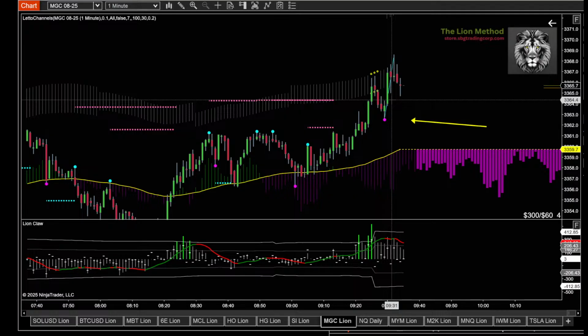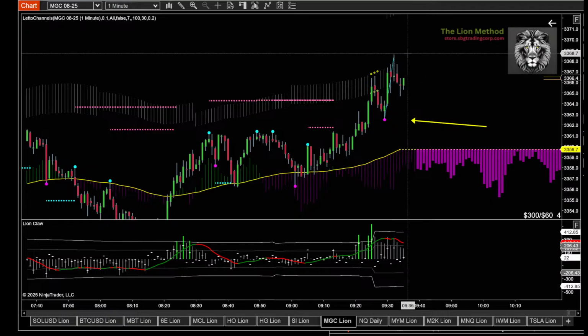Okay, so dividing 300 by 60, you get 4 contracts. So that's what we could trade and stay within our risk parameters. Now, if I were to enter early, I would probably risk the 4 contracts, but I would put my stop up here. And therefore, I'm only risking maybe about half of that 300. So that's one way to think about it. I do like that net delta is turning down.